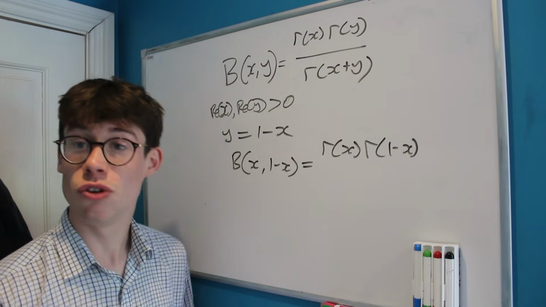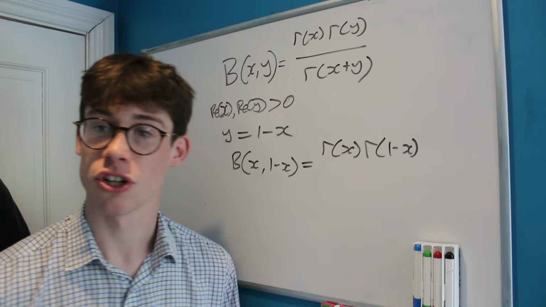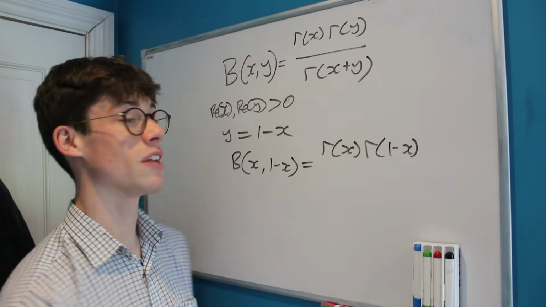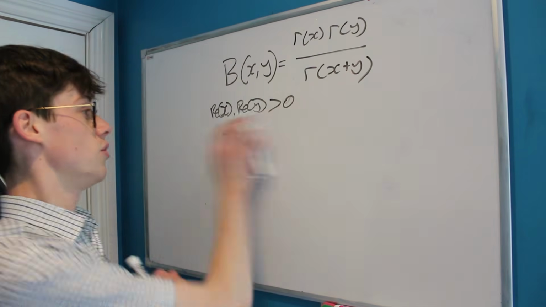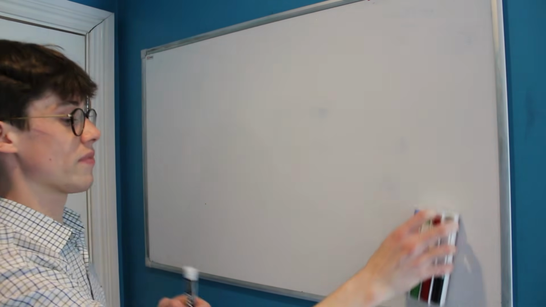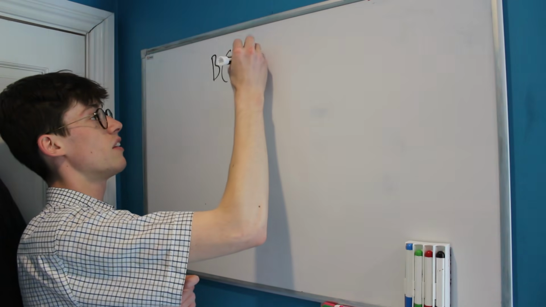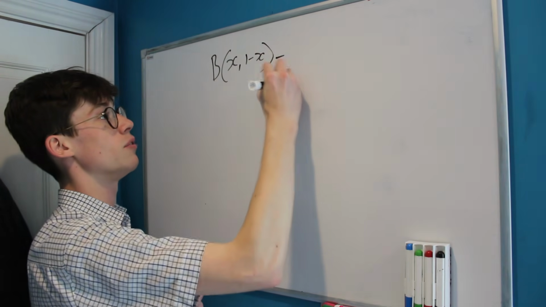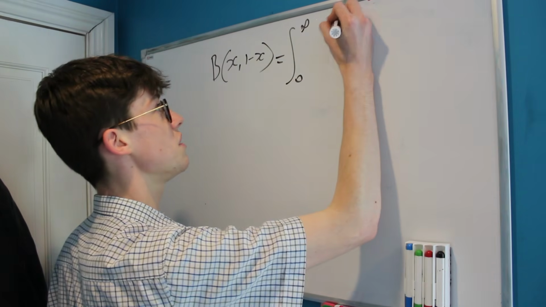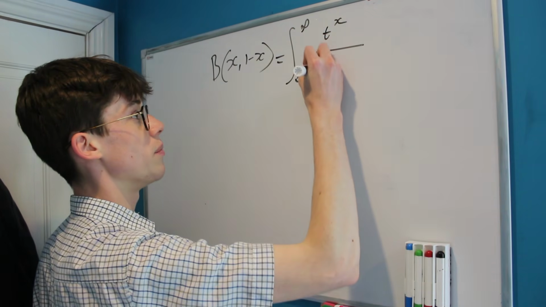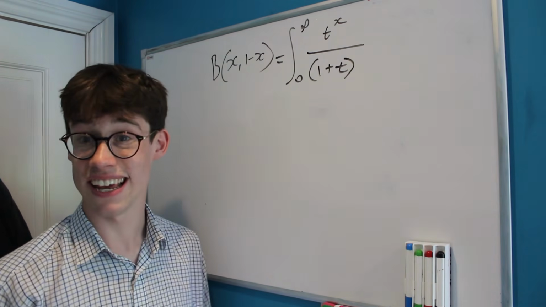So that means all we've got to do is find a nice integral formula for the beta function, and we can evaluate gamma of x times gamma of 1 minus x through that. Now, the one that we're going to choose to look at today is the following: that beta of x, 1 minus x is equal to the integral from 0 to infinity of t to the power of our first input, which is x, divided by 1 plus t to the power of our two inputs added together.